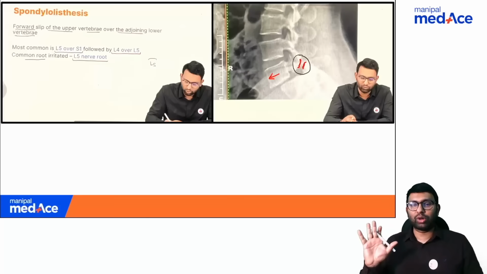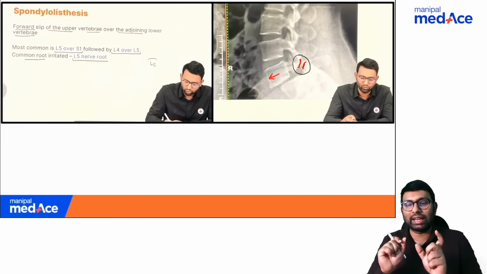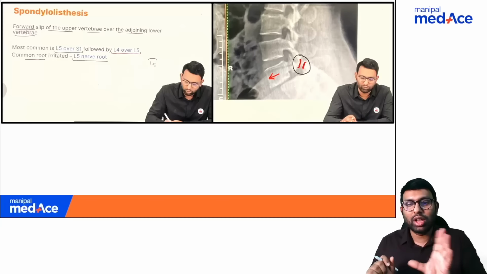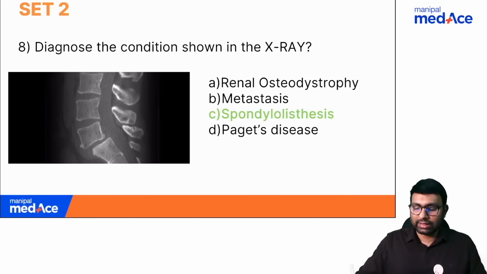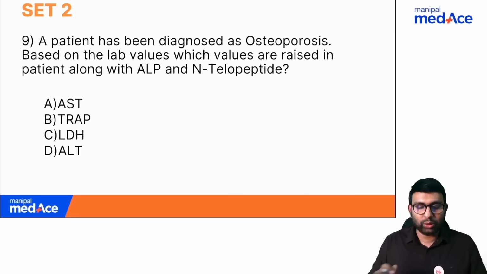We've discussed a condition where there is forward slipping of the vertebrae, and we've called that spondylolisthesis. Do you remember this? So this condition where there is slipping of one vertebra over the other, the answer is again spondylolisthesis. It's not renal osteodystrophy, metastasis, or Paget's disease. Okay, so that was the eighth question.